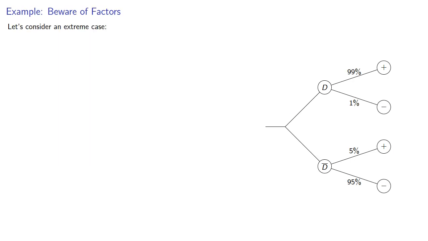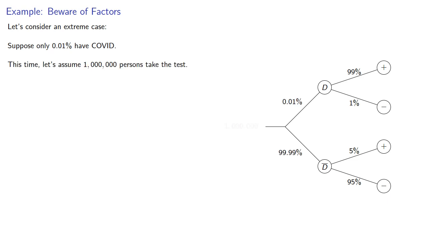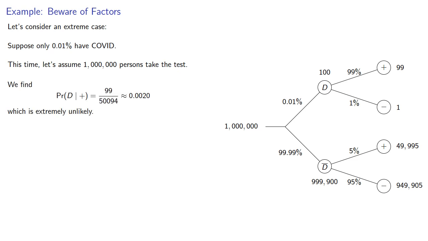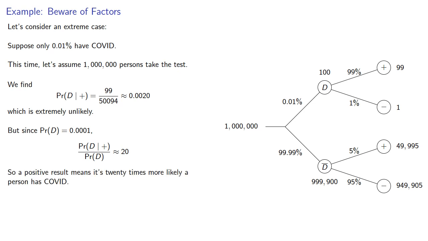Now let's consider one more extreme case. Suppose the prevalence is very low, say 0.01%. This time we'll assume that 1 million persons take the test, and completing our path diagram we find the probability a person has COVID given they test positive is extremely unlikely. But since the probability they have COVID in the first place is also very low, note that the quotient of these two probabilities is pretty high. So a positive result means it's 20 times more likely a person has COVID.